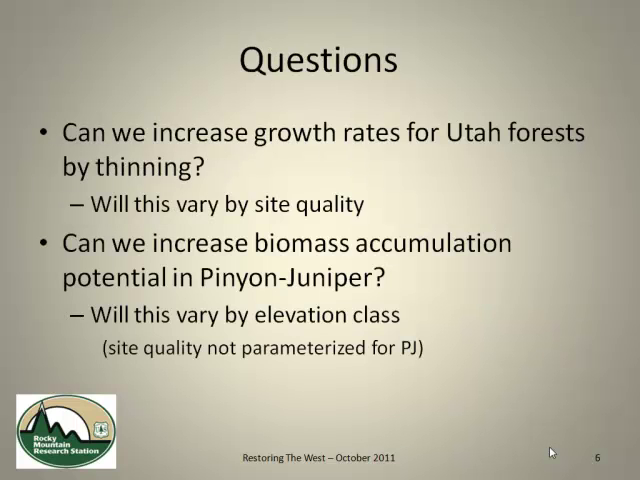So in general, the questions for my project: can we increase the growth rates for some of the more widespread Utah forest types by thinning, and then specifically pinyon-juniper. We'll investigate these over a couple of different site qualities. With the juniper, since we don't have a quantified metric of site quality, I've broken them into elevation classes. So we'll break down the PJ further by elevation class to explore this relationship.